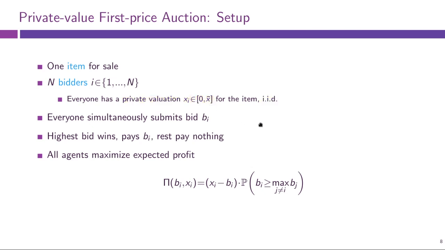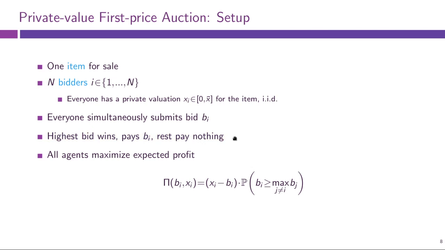Now, the format of the auction is such that everyone simultaneously submits a bid, b_i. Partly what this means is that when I submit my bid, I do not get to see what everyone else bid for the asset. So this is a sealed bid auction. But once all bids are submitted, the highest bid is drawn, it is set to win the auction, the winner pays their bid, so it's a first price auction, and the rest pay nothing, so it's a winner pay auction, not an all pay auction.